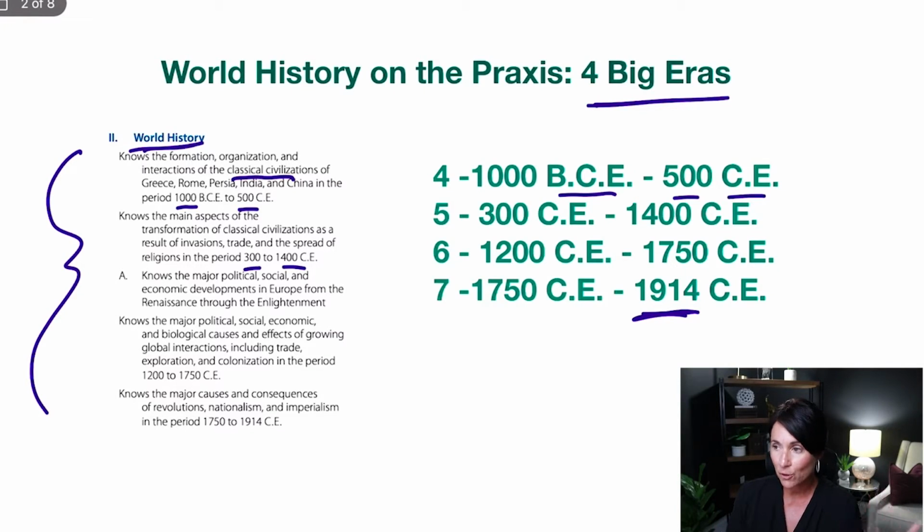All right, so let's go back to our presentation. Again, we're talking about 4 big eras, and we're actually talking about 4, 5, 6, and 7 of the 9 big eras in history. Now, really quickly, you might be asking me, what is BC, BCE, AD, and CE? Okay, just quickly, we're going to talk about this.